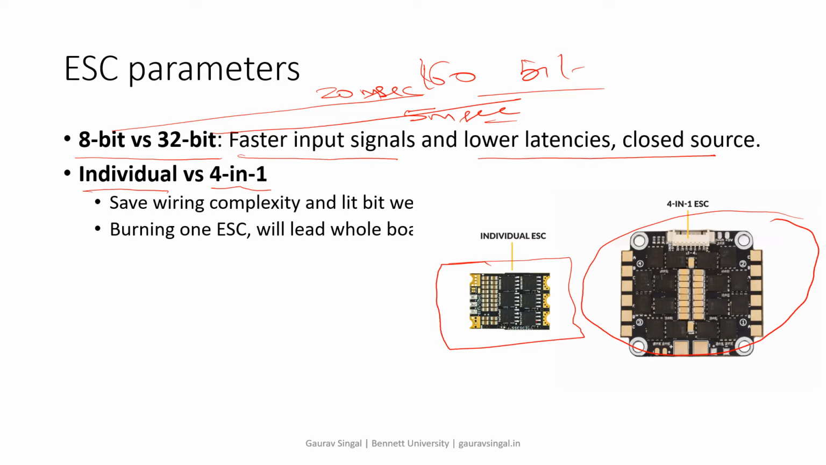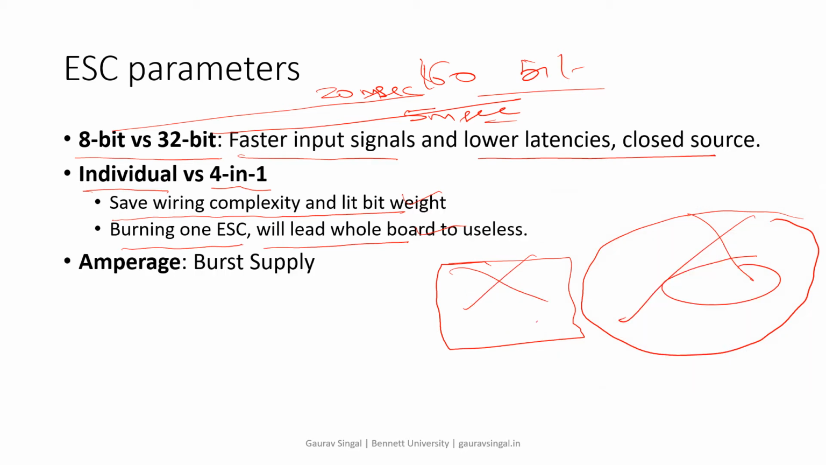So basically with this, what is the benefit? You can save a little bit of wire complexity, but burning one ESC will affect the whole board. So there's one advantage and one disadvantage. Suppose your board is burned, then your whole 4-in-1 ESC will be useless. In this case, only one ESC will be useless.